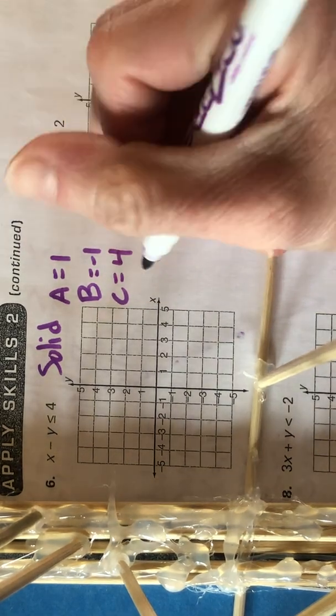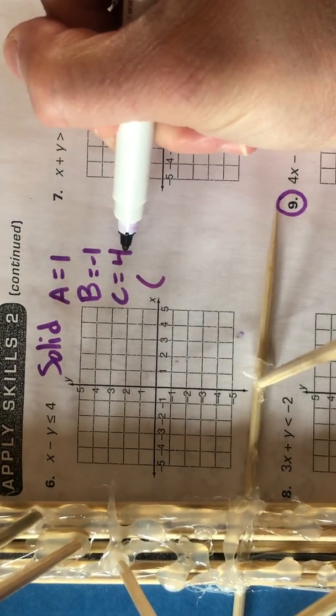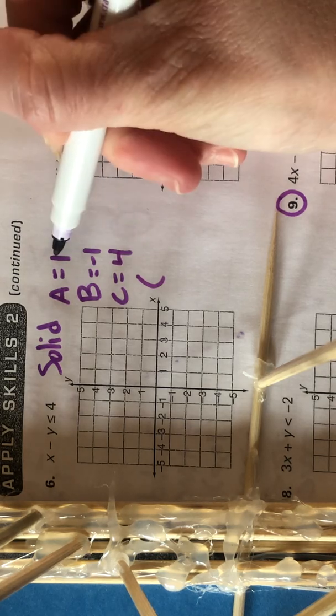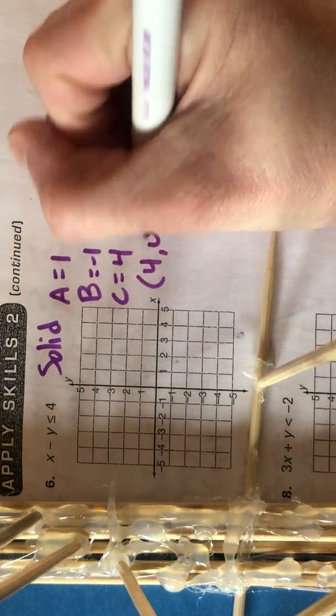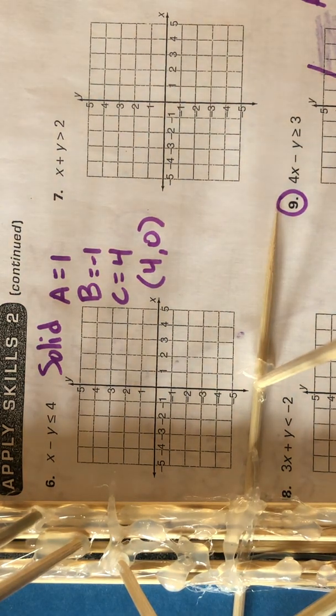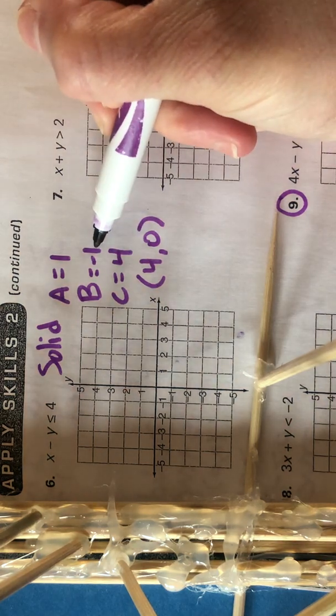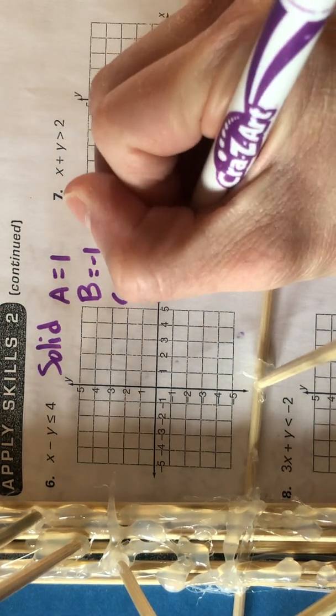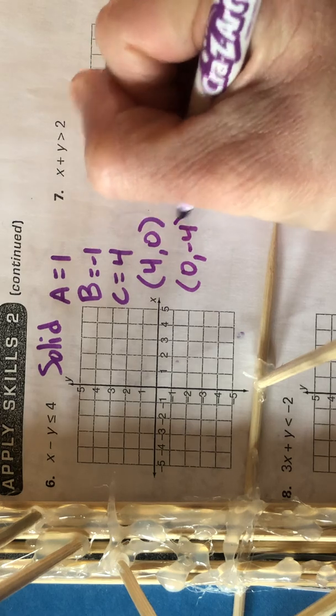So now when I want to find my x-intercept, I'll take C and divide by A. So 4 divided by 1 is 4. So my x-intercept is the point (4, 0). And then when I want to find my y-intercept, I'm going to take C and divide it by B. So I'll get -4. So my y-intercept is (0, -4).